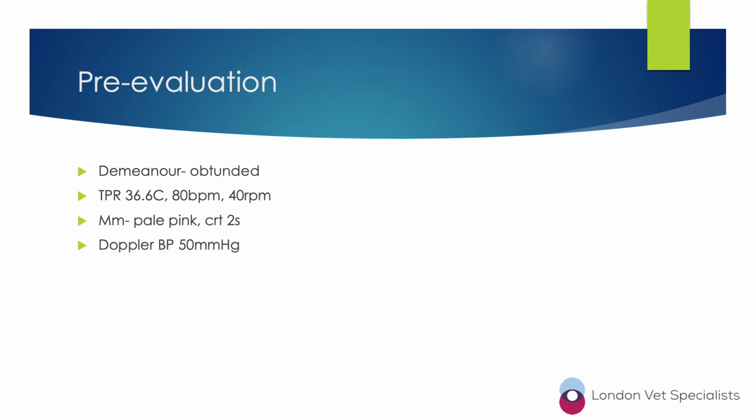So his demeanour on arrival was obtunded. He was hypothermic with a severe bradycardia of 80 beats per minute and an increased respiratory rate. His mucous membranes were pink, and capillary refill time was 2 seconds. When taking the Doppler, it was difficult to find, but eventually we found a reading around 50 millimeters of mercury.